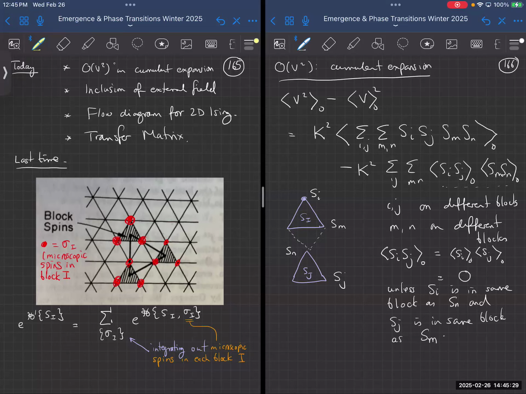The main point I want to make is that I and J definitely cannot be in the same block. In order for this thing to not be 0, after I've done this calculation, there will be an interaction that is generated effectively between spins that are second and third nearest neighbors.